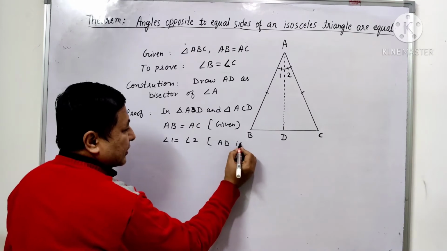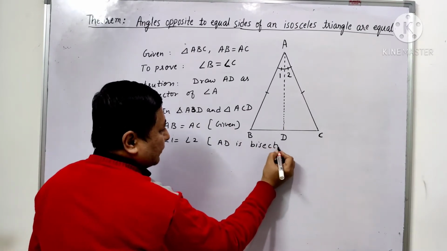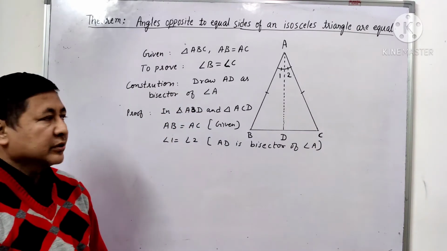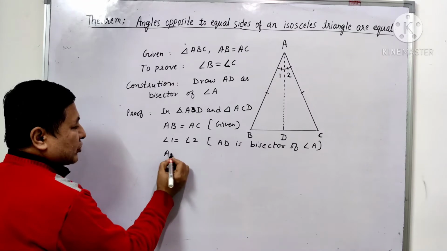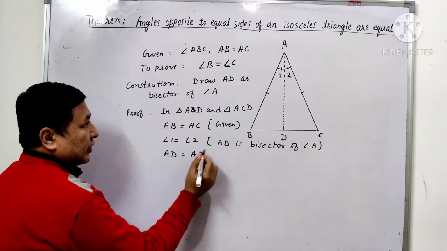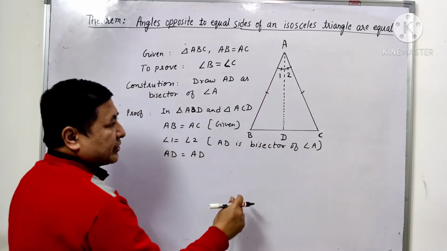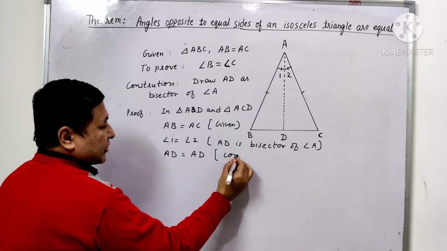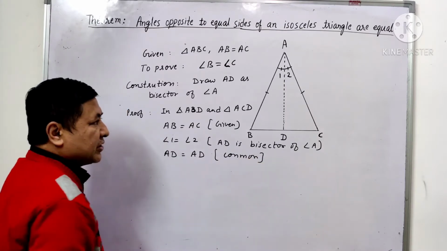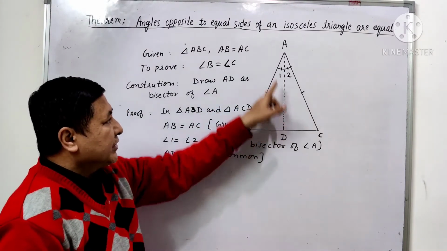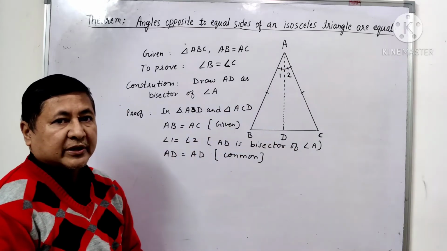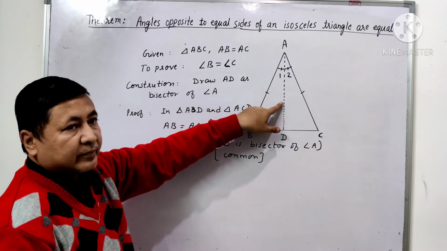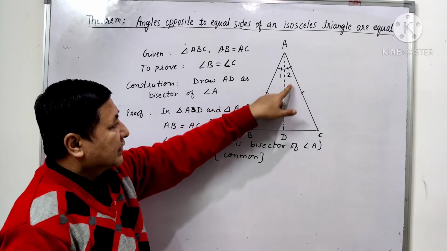And one more thing, that is AD. If you see, AD is common in both of them. In triangle ABD, AD is there, and in triangle ACD, again AD is there. So AD is common in both triangles. So these two triangles, triangle ABD and triangle ACD, are congruent. And by which rule are they congruent? Side, angle and then side.